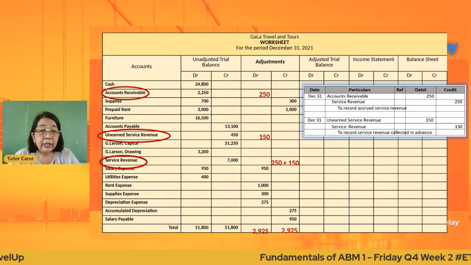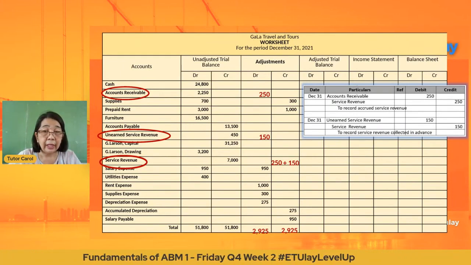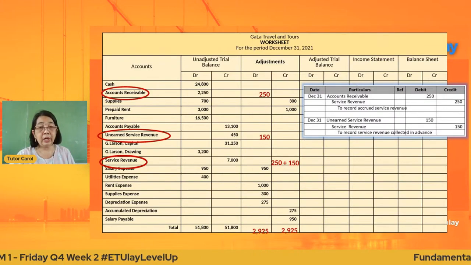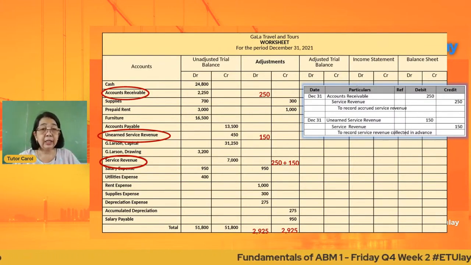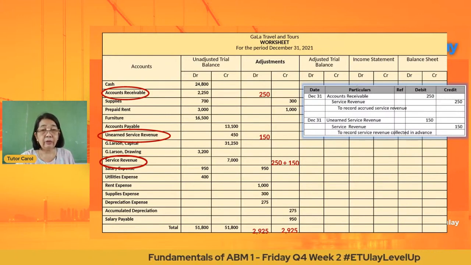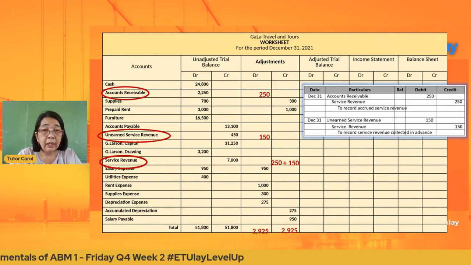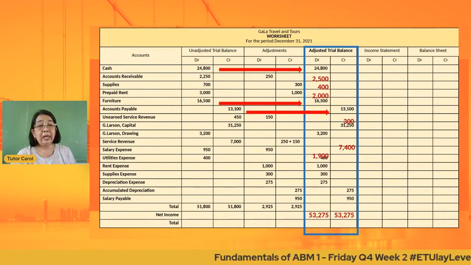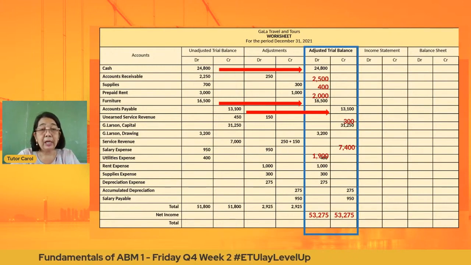And then, sa credit side niya, service revenue ulit, lagay mo na sa credit side yung 150. So, meron tayong dalawa, no? Dalawang nakalagay sa credit side ng service revenue. So, that's the end of our adjustments. So, let us total the debit side and the credit side. So, meron tayong 2,925. So, balance. Now, dito na tayo sa adjusted trial balance.